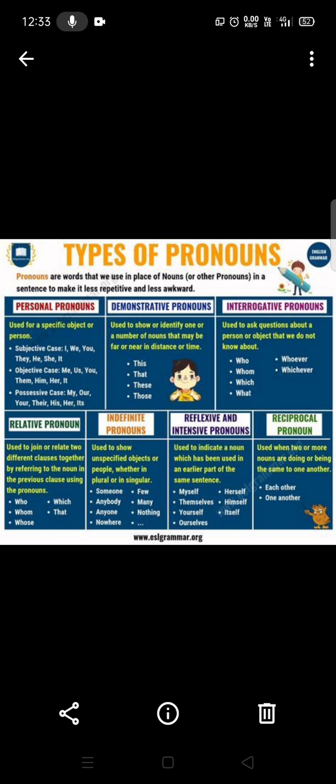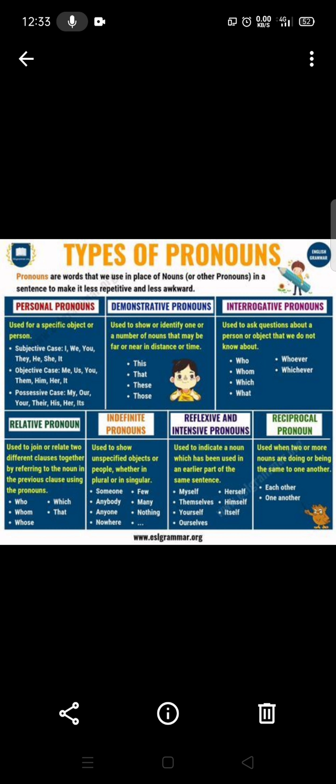So relative pronouns are basically used in complex sentences, and they introduce the subordinate clause, or they connect the subordinating clause of a complex sentence. For example, we have the sentence: this is the man, okay, whose daughter won a prize.